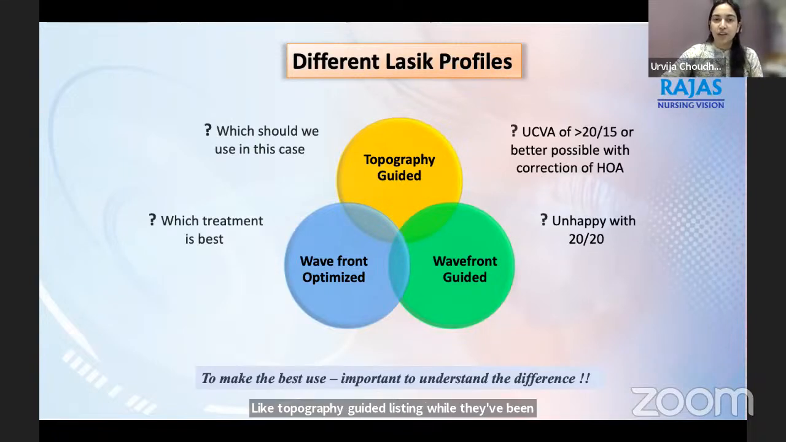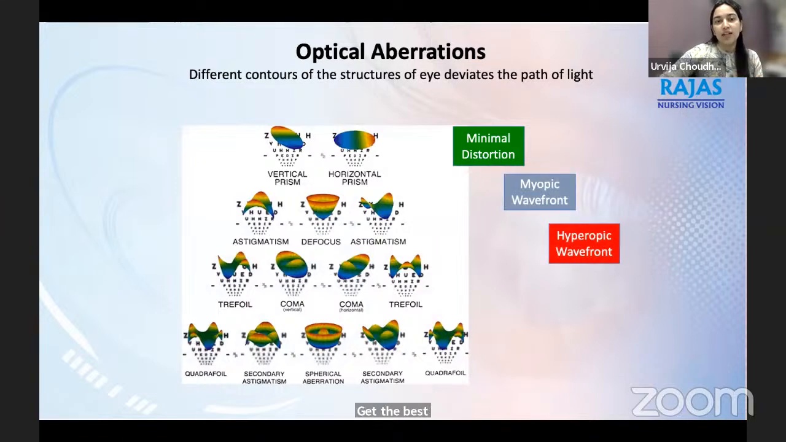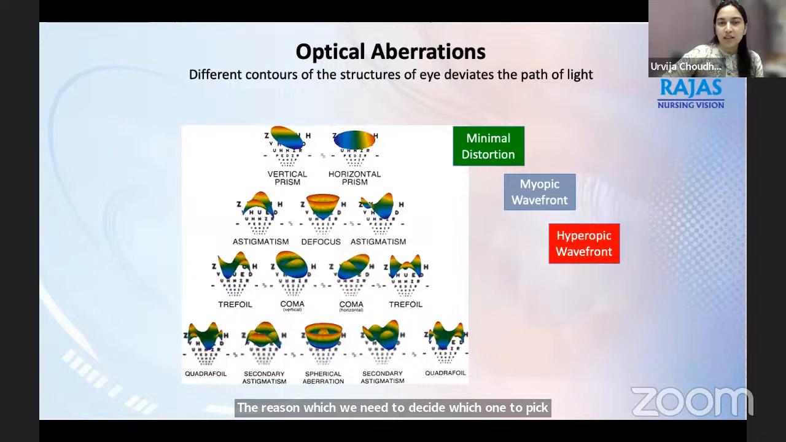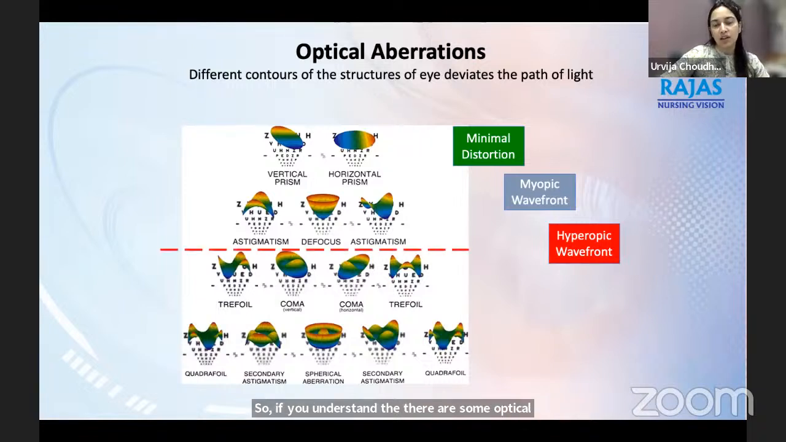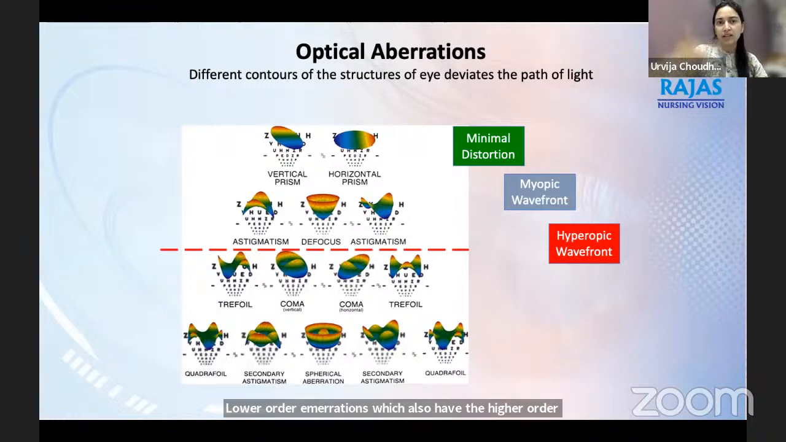But to decide which one would give the patient the best result, you need to understand in depth the reason, so we can decide which one to pick for our patients. If we understand, there are some optical aberrations in the structure of the eye, which are not only the lower order aberrations, but we also have the higher order aberrations. This is an aberration map that we see on many of our diagnostic machines, where the green profile is the most ideal profile with the minimal distortion.